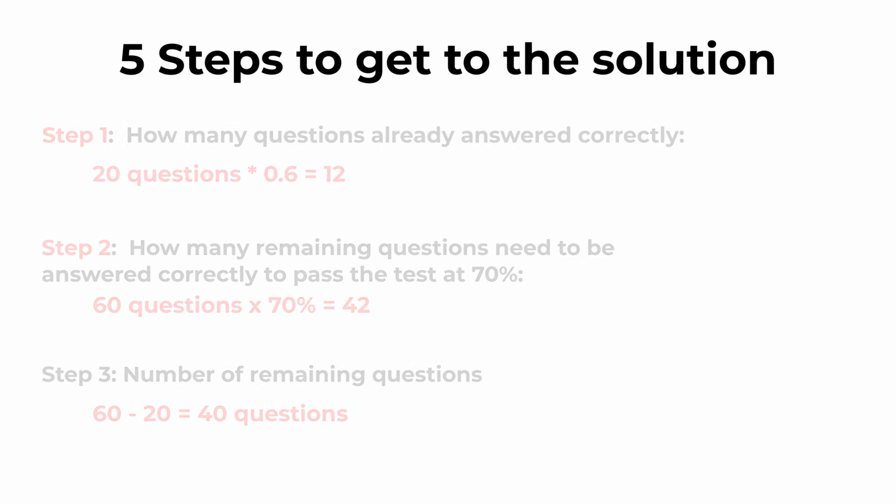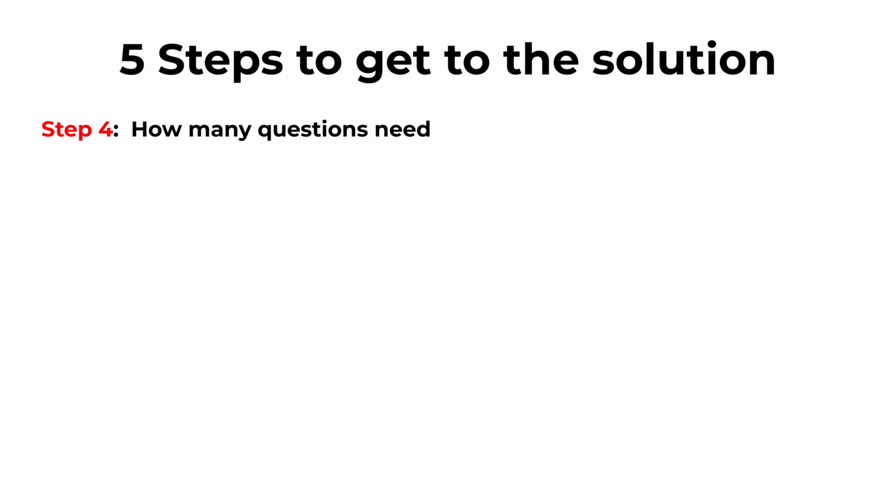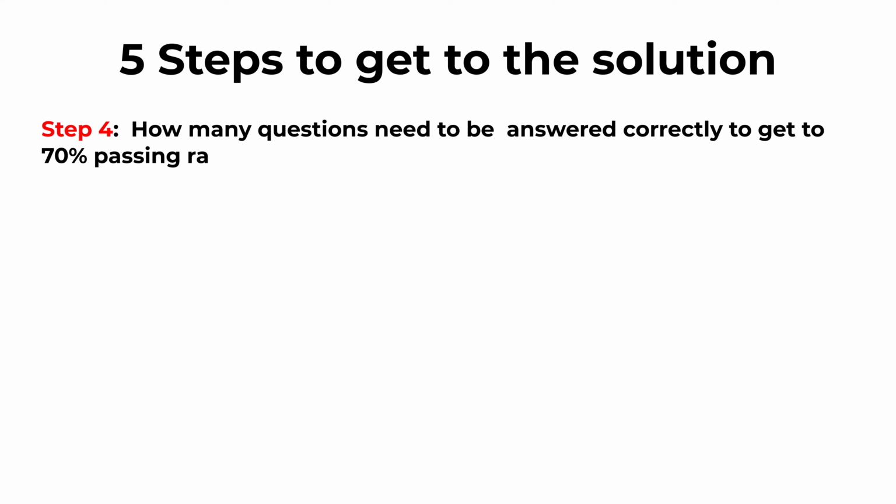Now, how many questions need to be answered correctly out of the remaining questions to still get to a 70% passing rate? To calculate this, we need to subtract 12, which is the number of questions we already answered correctly out of the first 20 questions, from 42, and 42 minus 12 equals 30, which means that out of the remaining 40 questions, 30 questions need to be answered correctly to get to the 70% passing rate.